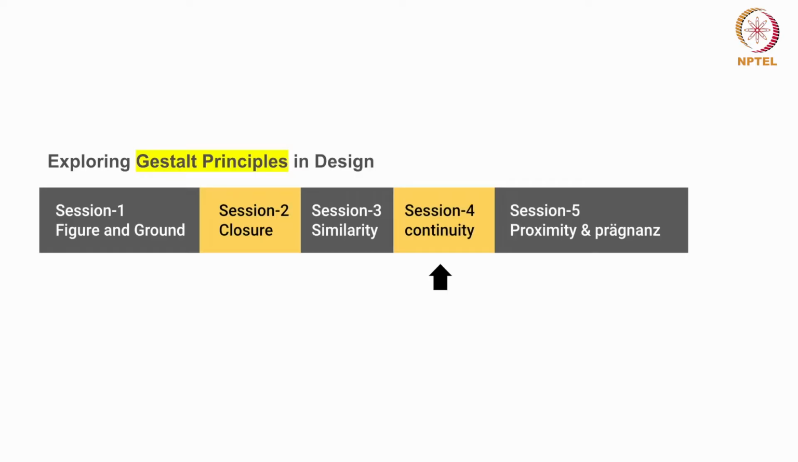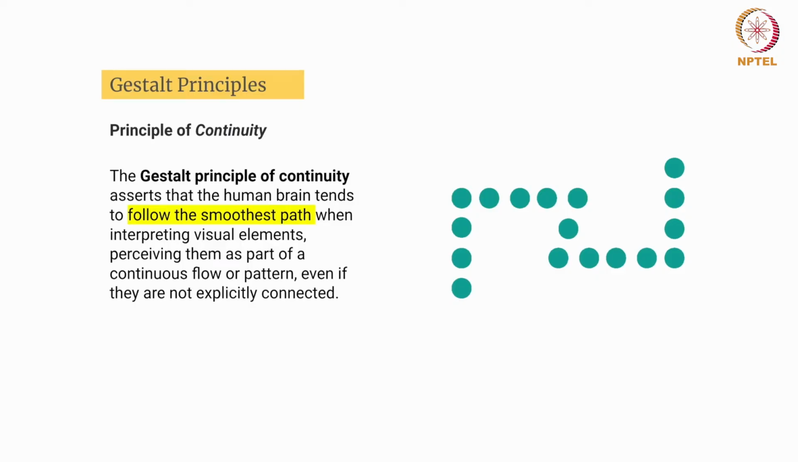So today we'll learn about Gestalt's principle of continuity. Gestalt's principle of continuity asserts that the human brain tends to follow the smoothest path when interpreting visual elements, and perceives them as part of a continuous flow or pattern, even if they are not explicitly connected.